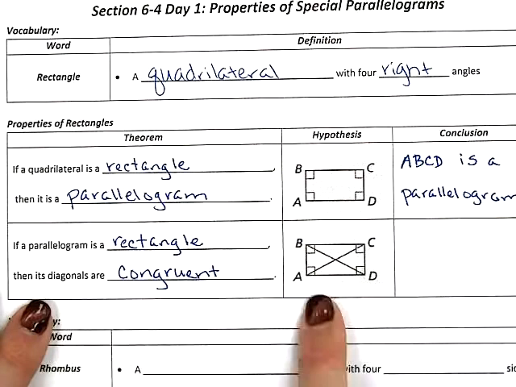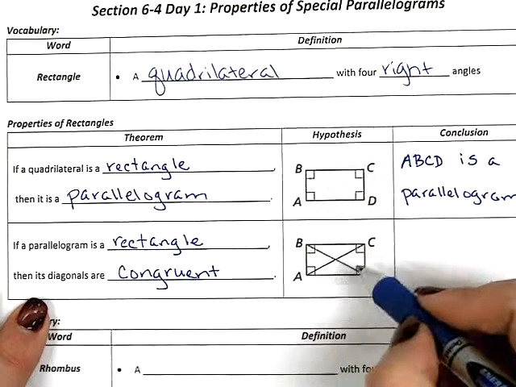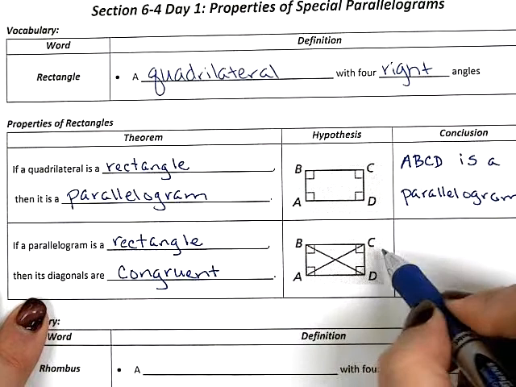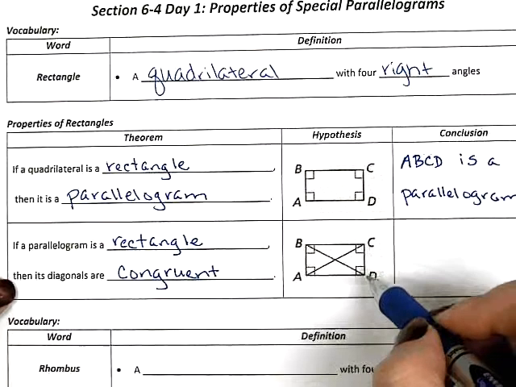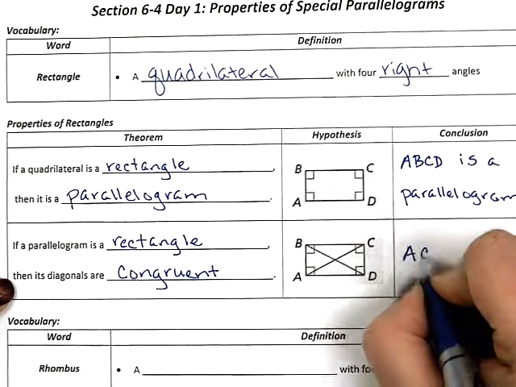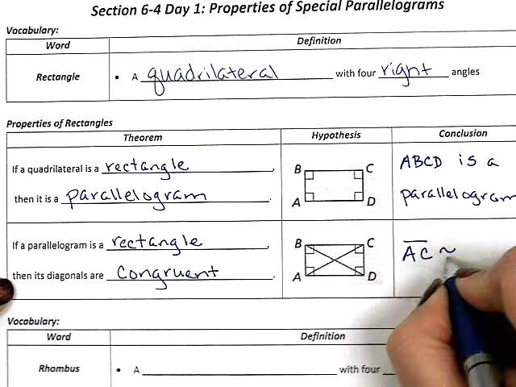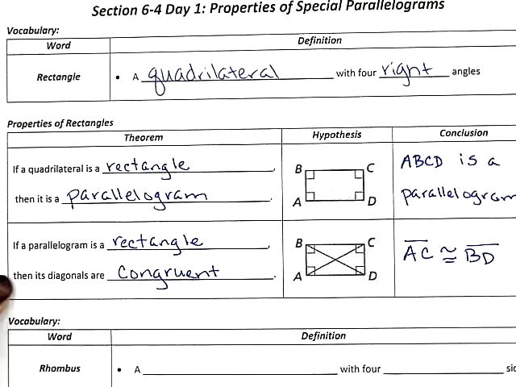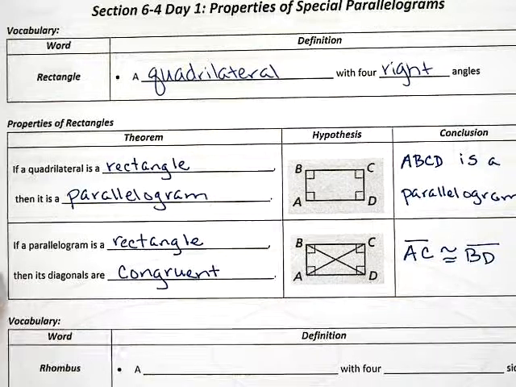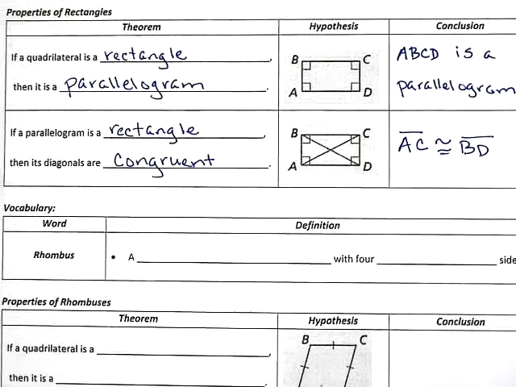Okay, so what that means is that in this picture, we've got a quadrilateral with 4 right angles. So we started with if rectangle, then diagonals are congruent. That means then that AC is congruent to BD, because those are my 2 diagonals. Okay. All right, a rhombus.